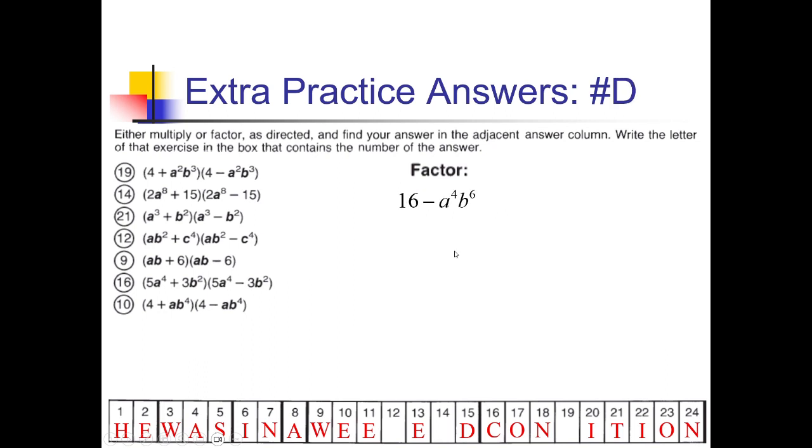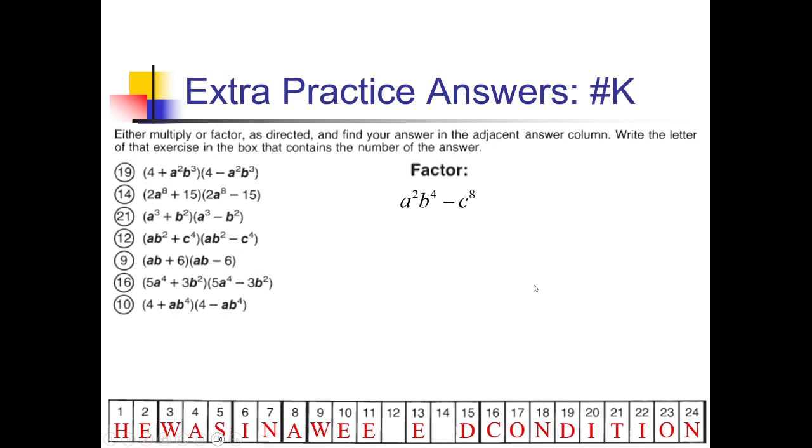Here is the only problem D of the puzzle. Square root of 16 is 4. Square root of a to the 4th, b to the 6th. We're dividing our exponents by 2. So that's a squared b cubed. And we're going to do plus a squared b cubed, and then 4 minus a squared b cubed. And that's going to be number 19 right there. So 19 is a D.